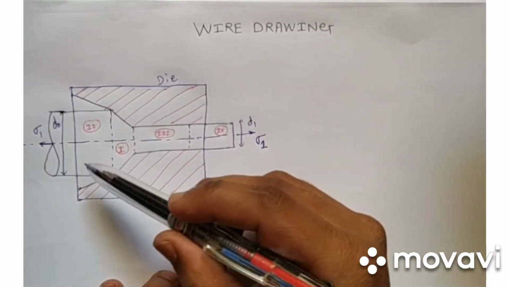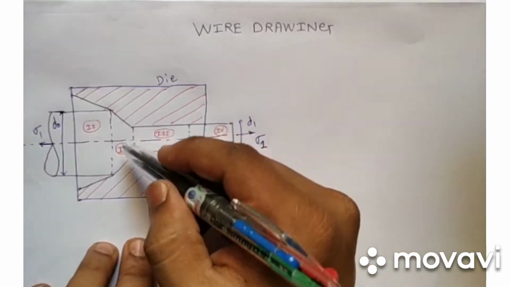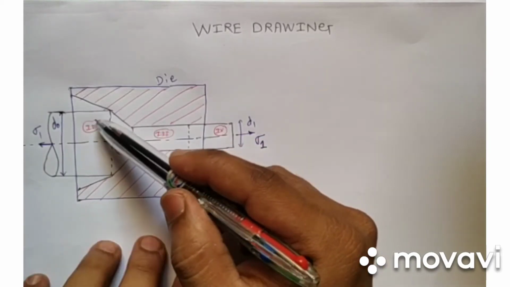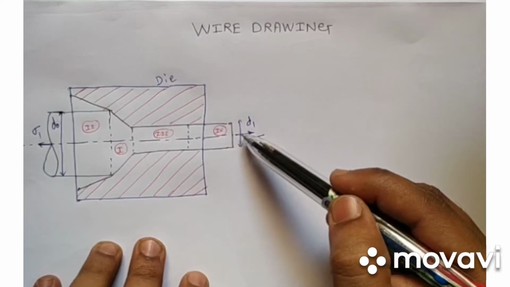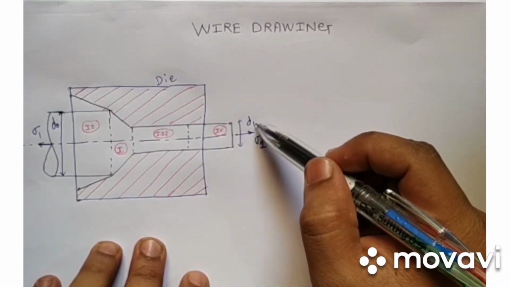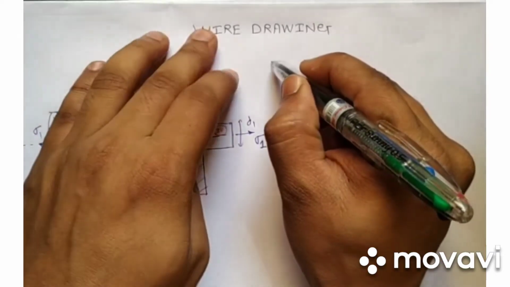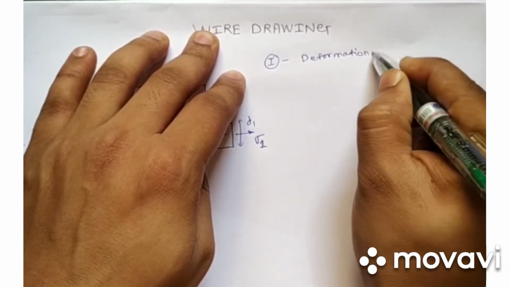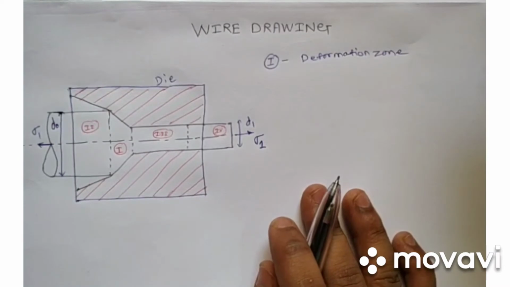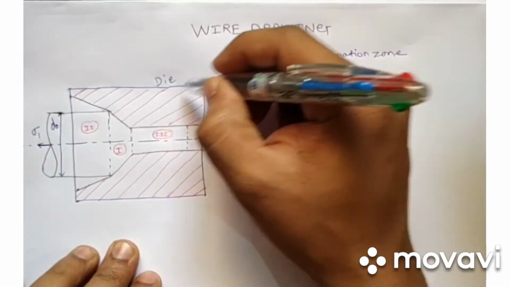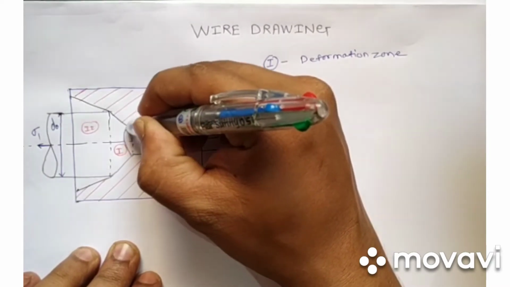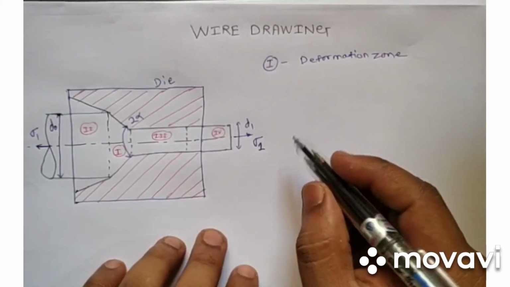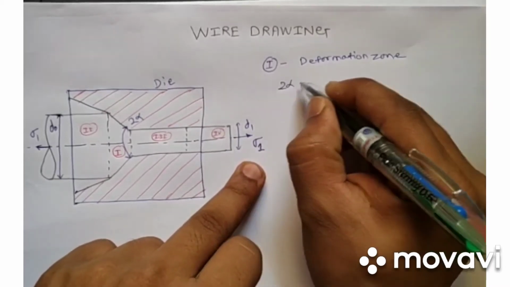Now this has different zones. So the first zone is called the deformation zone, because in this zone the rod of diameter d0 is getting converted into the wire of required size. So this is our deformation zone. Now what happens in this deformation zone? This die has a die angle which is 2 alpha. This is also called the deformation angle. Now this is our die angle.